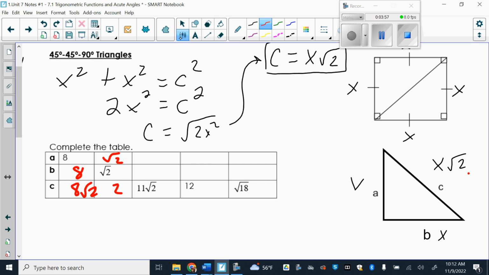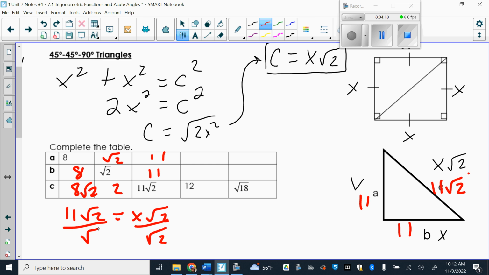If we know the measure of side C is 11 root 2, that means that the measure of side A and B had to be 11. And if you're like, how did I know that? Well, we know 11 root 2 is whatever side A and B is times root 2. So that means side A and B had to be 11.